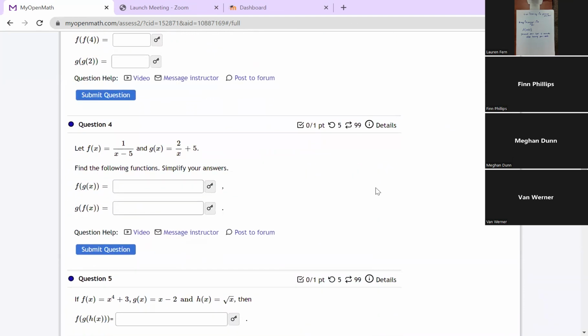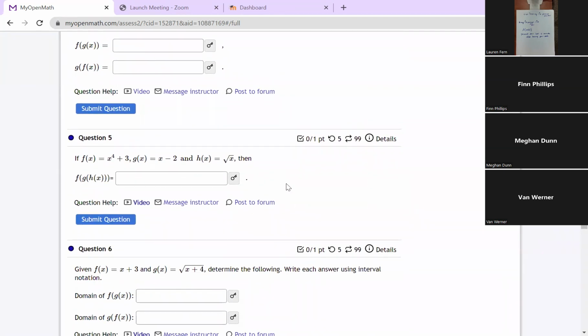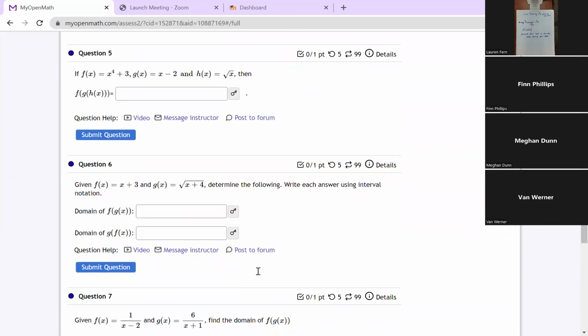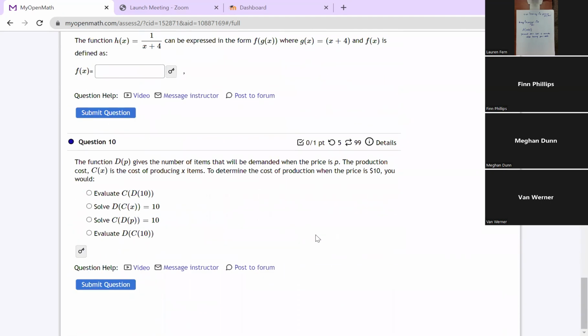So here you get to do a couple compositions. Here you get to do a triple composition. Don't freak out, do it step by step, but I want everyone to try it on their own. It's not as yucky as it seems. And then there's some domain questions. And then this is kind of like the word problem: which order of composition makes sense.